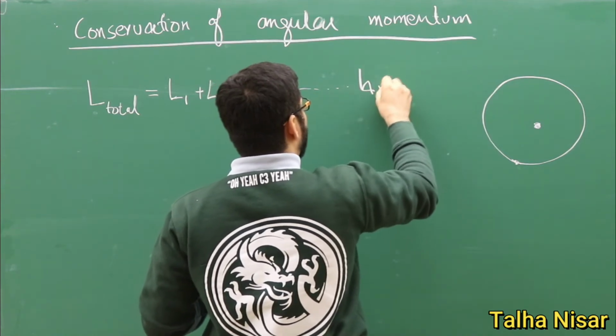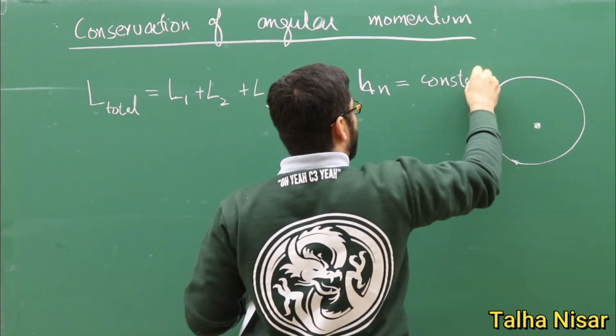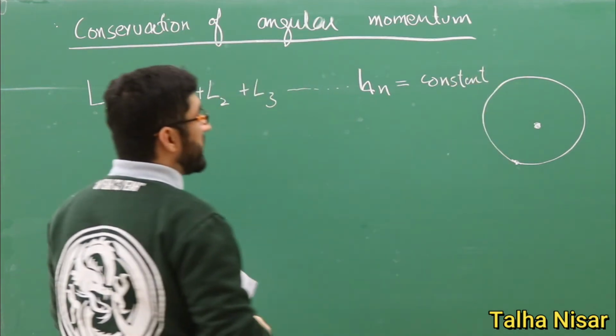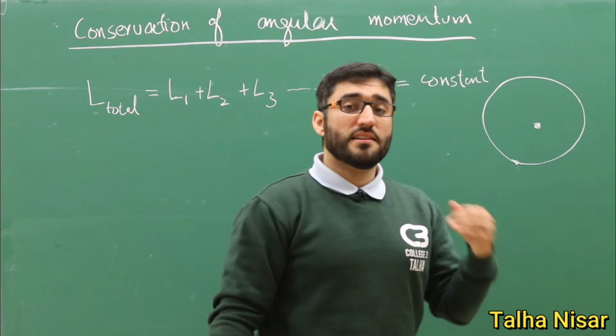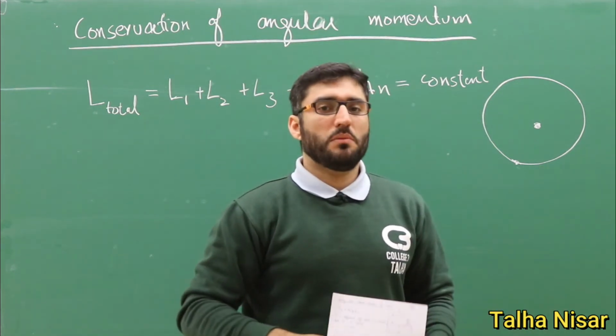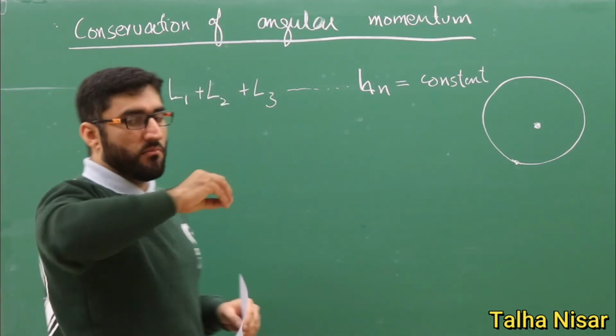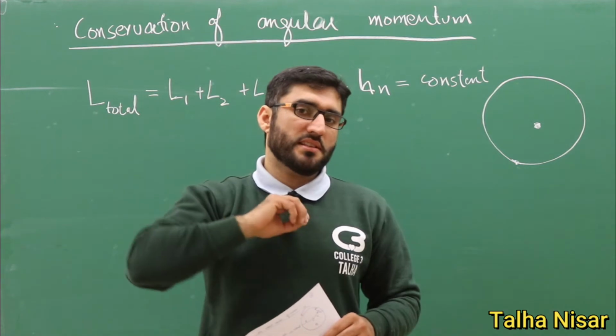So L is constant. Constant means it will never change as long as there is no torque applied on this system. So if there is no torque, the angular momentum will be conserved. We can also say that the angular momentum before and after will be the same.